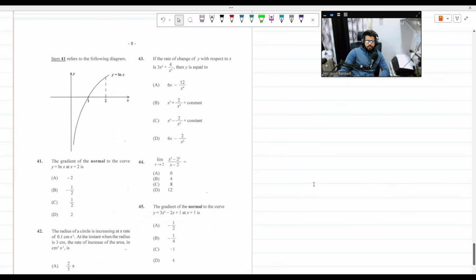The gradient of the normal to the curve y is equal to ln x at x is equal to 2 is, so the gradient of the normal. So the gradient of the tangent, when I differentiate ln x, I get 1 on x. When x is 2, I get a half. That's the gradient of the tangent. The gradient of the normal is going to be minus 2.